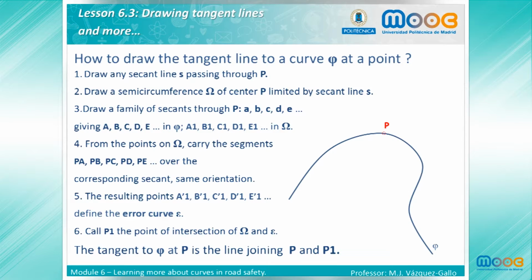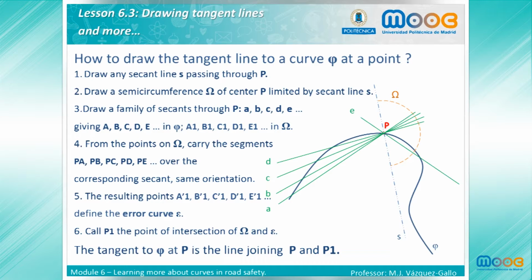But how to draw the tangent line to a curve at a point? First, draw any secant line S passing through P. Second, draw a semicircumference omega of center P, limited by secant line S. Third, draw a family of secants through P, let's say A, B, C, D, giving the corresponding points on the curve and the corresponding points on the semicircumference.